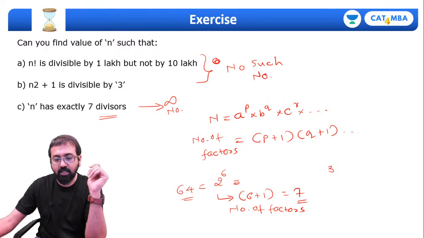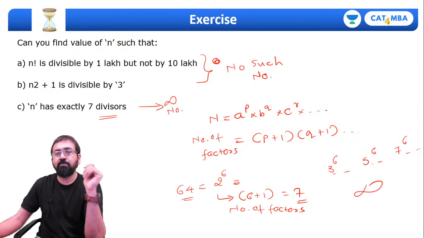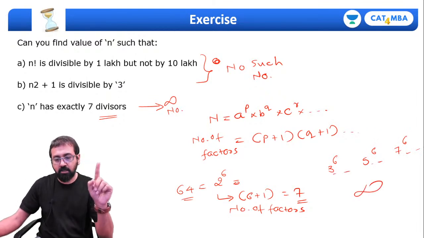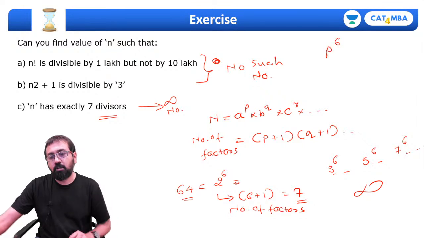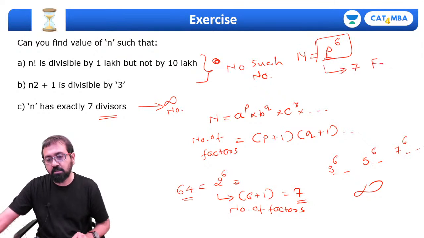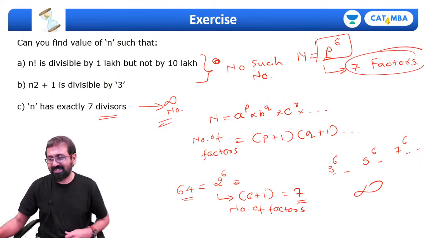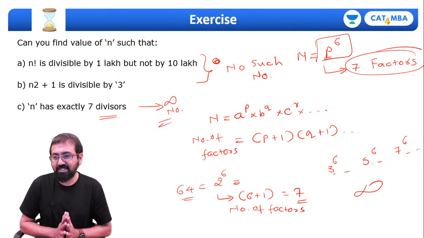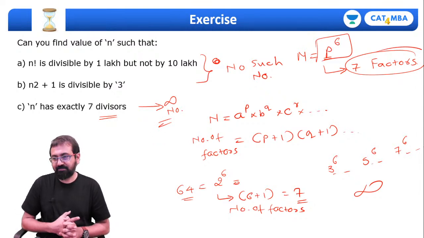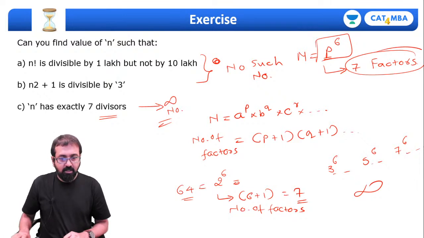In fact, I can take all these numbers now, 3 raised to 6, 5 raised to 6, 7 raised to 6 and so on and so forth. So there are infinite prime numbers. Any prime number raised to the 6th power, any n where there is just one prime number raised to the 6th power, the number of factors will be 7. It will have 7 factors. So there can be infinite numbers, right? Everyone, have you understood this? Perfect. Okay.